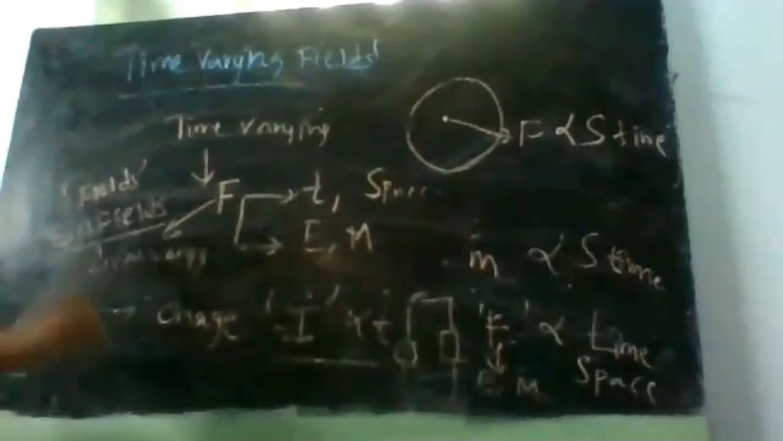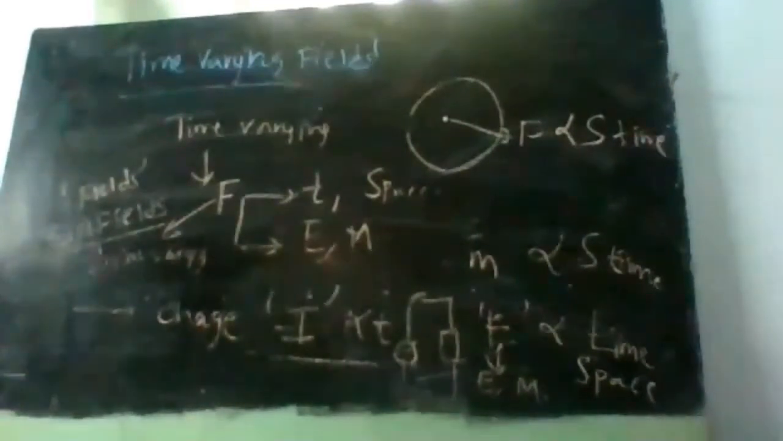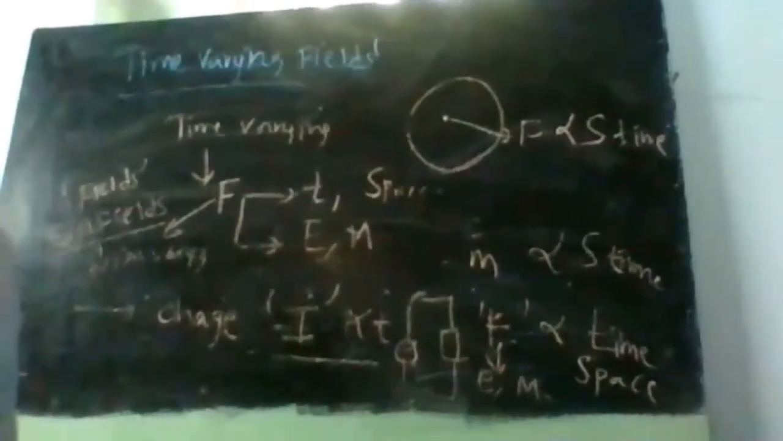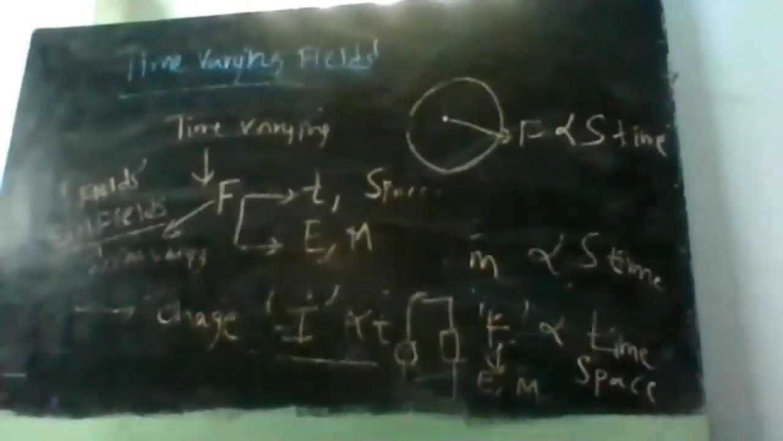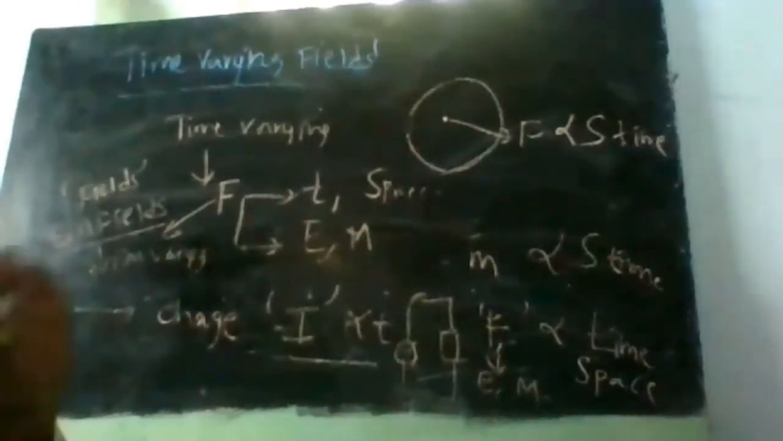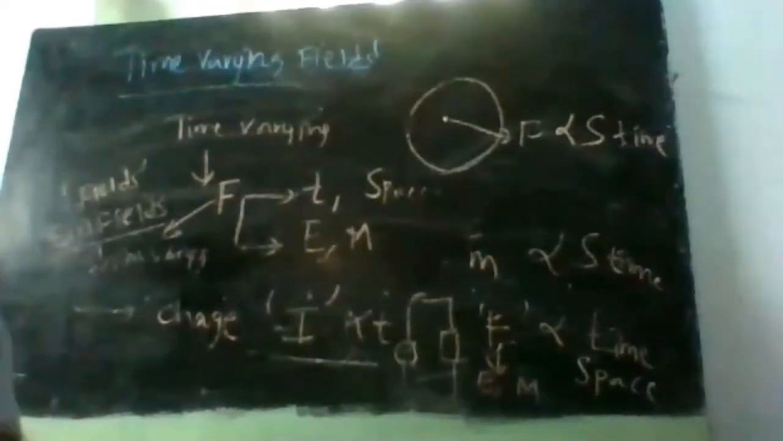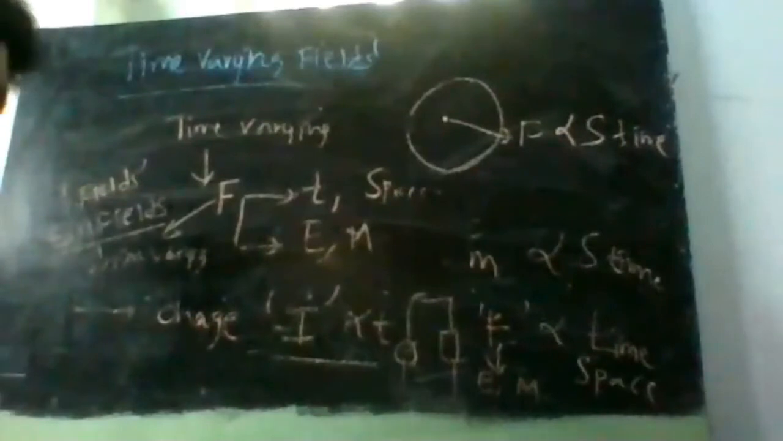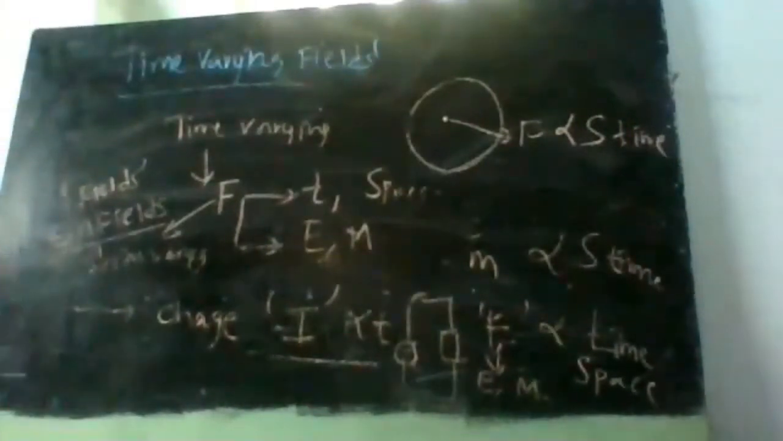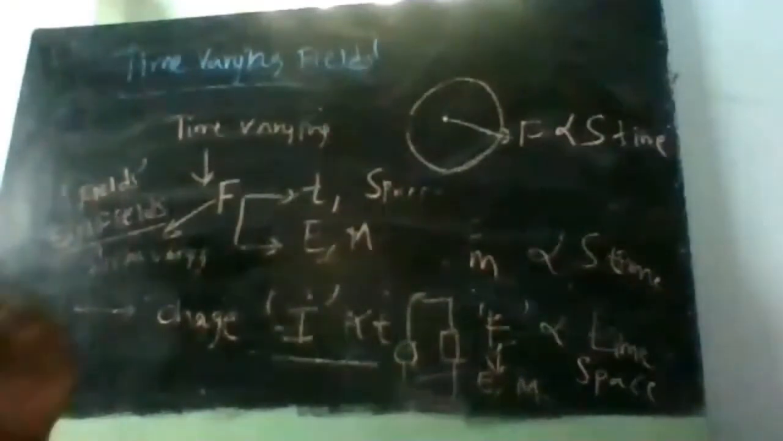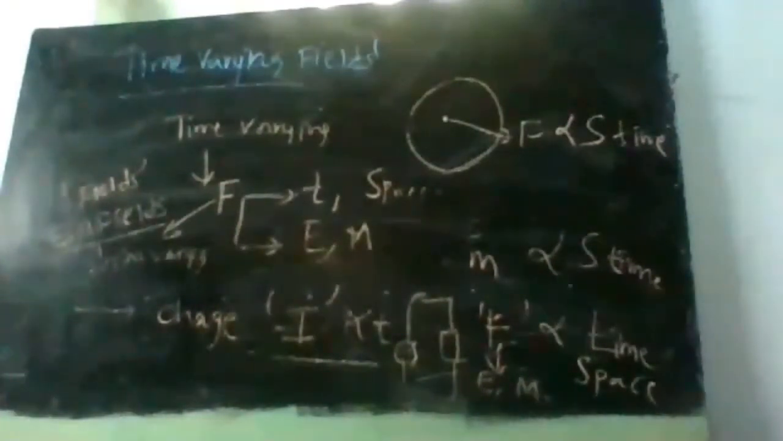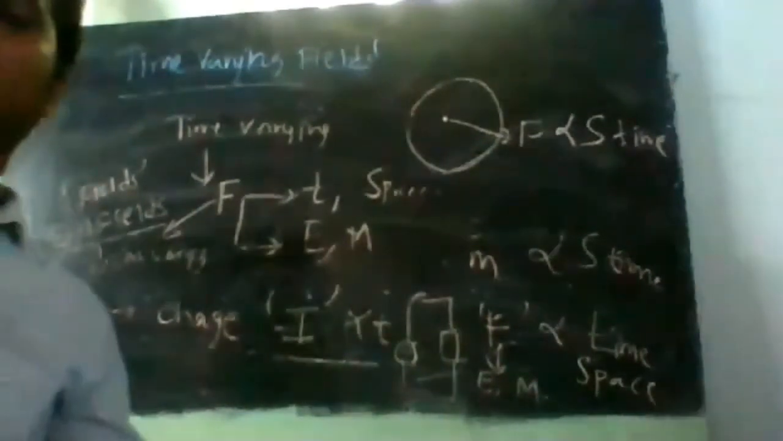Is this point clear? Whenever we have time varying currents, or whenever the charged particles move with acceleration, we get time varying fields or time varying forces. These time varying forces are a function of both space and time. That's the first point. Second, this field that is produced has both electric nature and magnetic nature. Hence we call them electromagnetic fields.